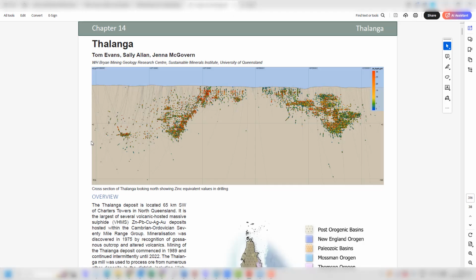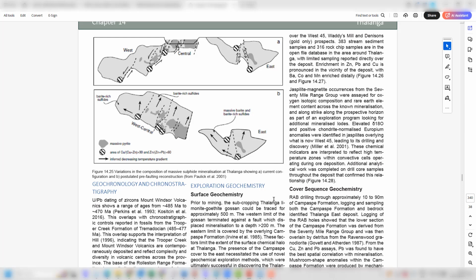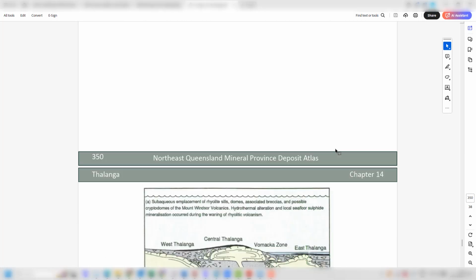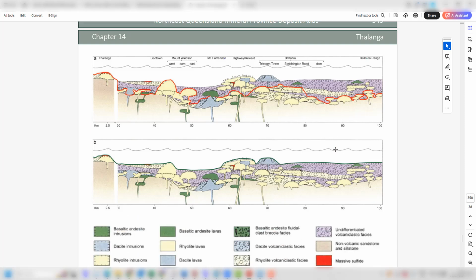It is the Thalanga VMS deposit from Queensland. This has been a fairly famous area for studies of VMS deposits, and of course all of these deposits are considered to be syngenetic. Of course, I'm going to ignore all of that and just do the interpretation straight from the raw data. So that's what I'm going to do.